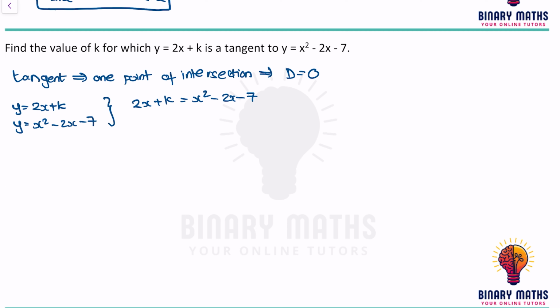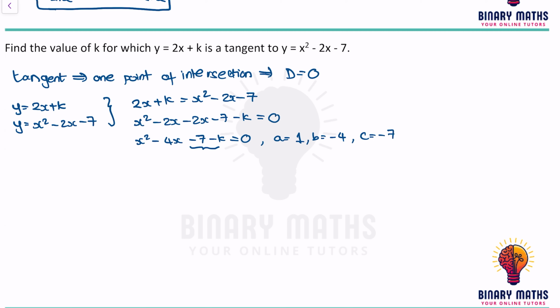Take everything to the right hand side. I get x squared minus 2x minus 2x minus 7 minus k equals 0. X squared minus 4x minus 7 minus k equals 0. So in this case, my a is equal to 1. My b is equal to negative 4. And remember, all that is my constant. C is equal to negative 7, take away k.